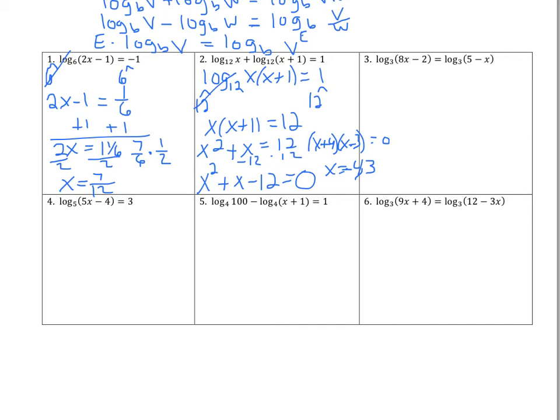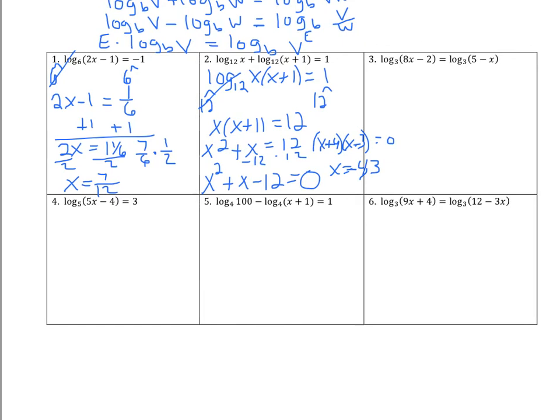Now the question is, can I use negative 4 and positive 3? Let's plug in negative 4 for x. So I have log base 12, and I plug in negative 4 for x, but I can't have the log of a negative number. By definition, there's no way to get a negative value if I have a positive base. So negative 4 doesn't work because it makes it log base 12 of negative 4.